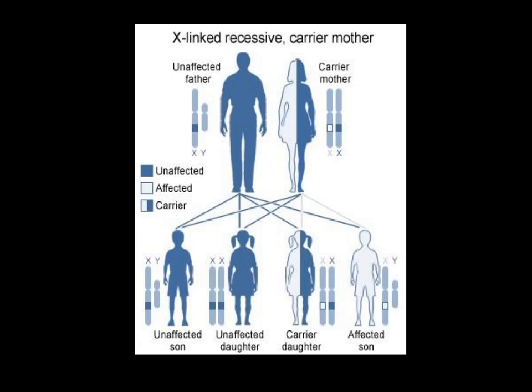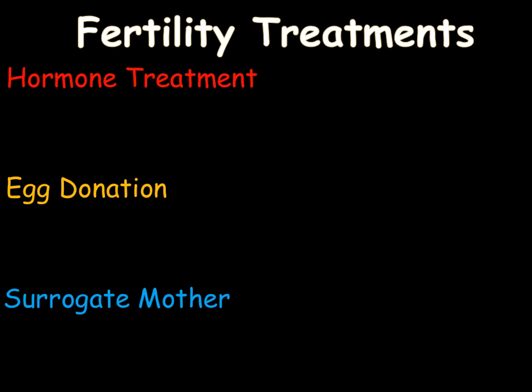We will now look at fertility treatments, bringing together what we have looked at in both this tutorial video and the previous tutorial video where we looked at the menstrual cycle. There are various different fertility treatments that are available to couples who can't conceive naturally. The first of these is the use of hormones.